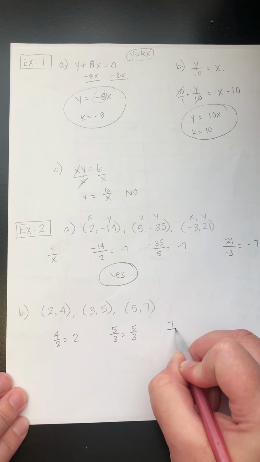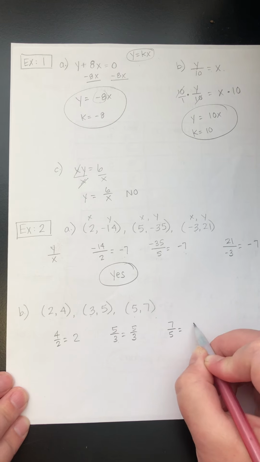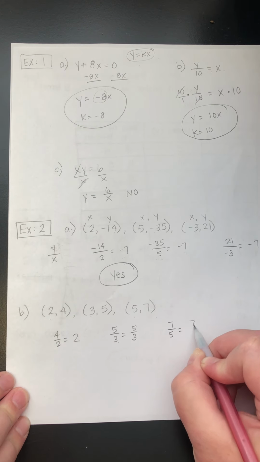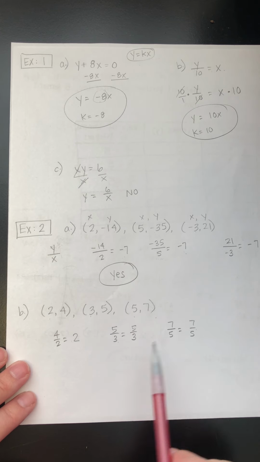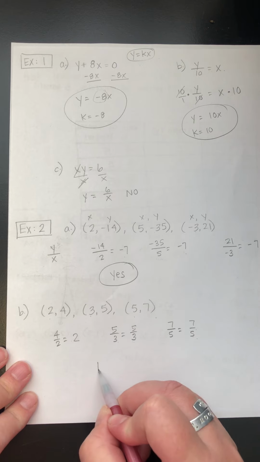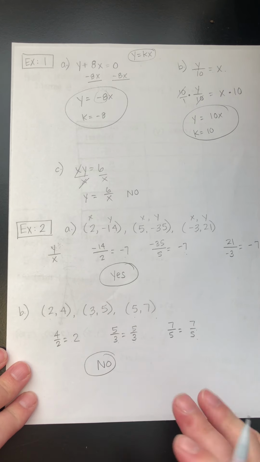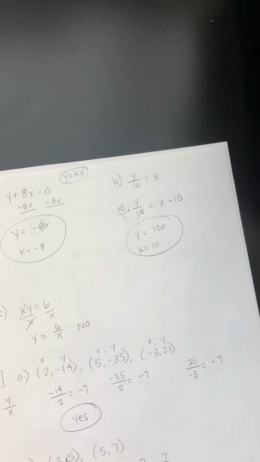And then right here, y over x, 7 over 5. Again, that doesn't reduce down. It's not the same. These are not the same. Even here you can tell because the denominators are different. Okay, so no, we do not have direct variation for these ordered pairs.